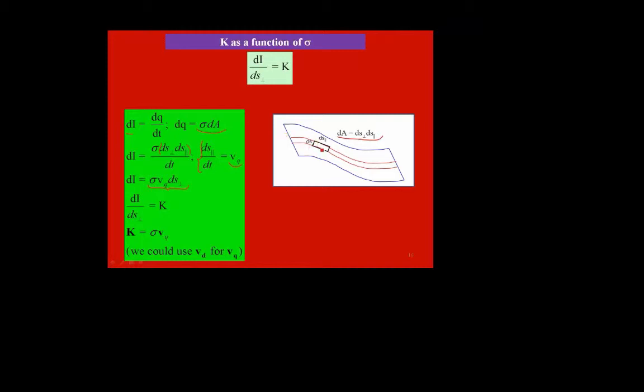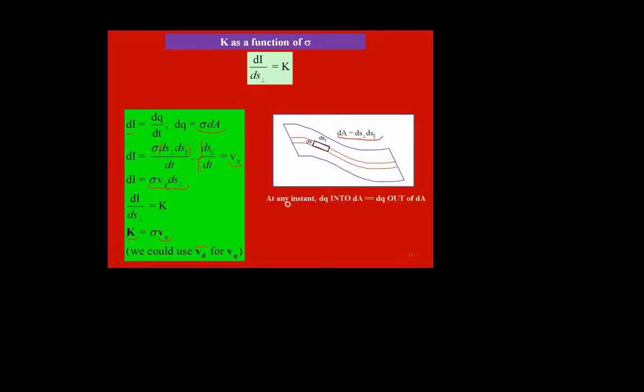Sigma is the charge density on that surface, which could depend on position, and v is the velocity of the charge. Taking dI/ds perpendicular, which is the definition of K, then we can write that K in magnitude is sigma v_q, and since v_q is in the direction of current flow and so is K, we can set them equal as vectors. So that's the vector v_q, and this is the vector capital K. And just to remind you, we could have replaced v sub q with the drift velocity.